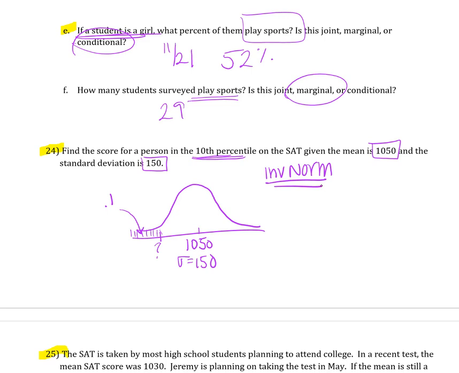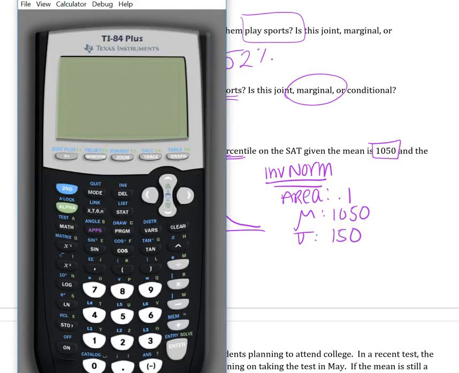So in inverse norm, it'll ask you for the area first. I'm just going to write down what your prompt screen would say. And the area, I'd type in 0.1. It'll ask you for the mean, and in this case, it's 1050. And then it'll ask you for the standard deviation, and you just type this in. Unfortunately, again, I got to do it the old school way. So let's see. Second var is option 2. Sorry, option 3, excuse me, inverse norm. So I have to just plug it in that order. 0.1, 1050, 150, enter.